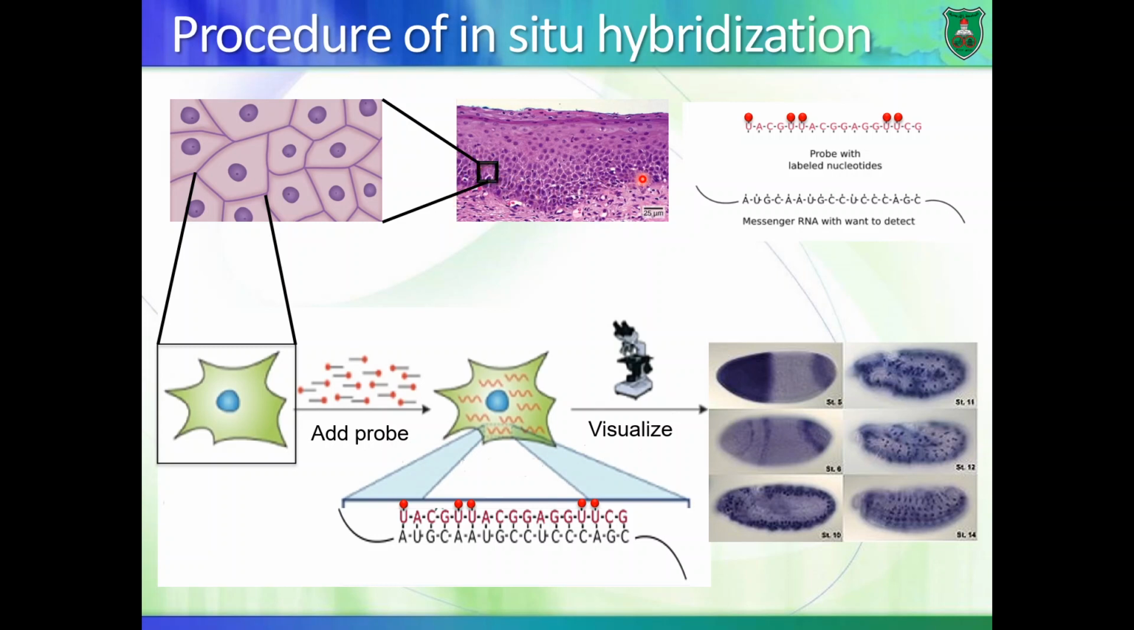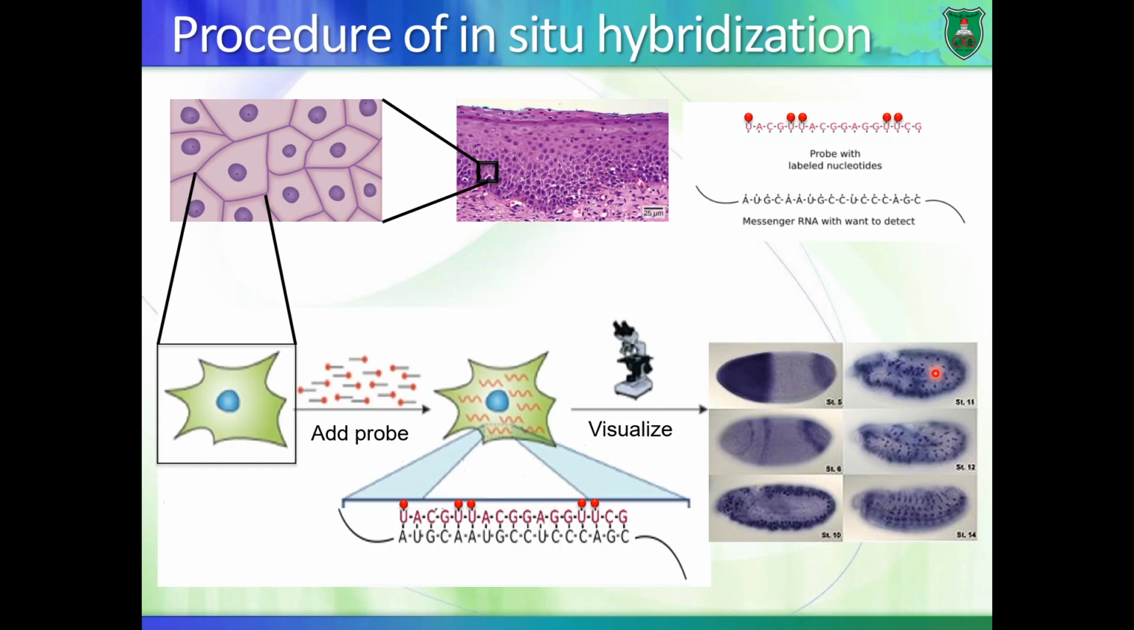So what can you tell? Well, if there's a signal coming out from this part of cells, it means that these cells express this gene, but not these cells right here. And depending on the intensity of the signal, you know as well how much of this gene is expressed in these cells. Okay, so that's the idea.